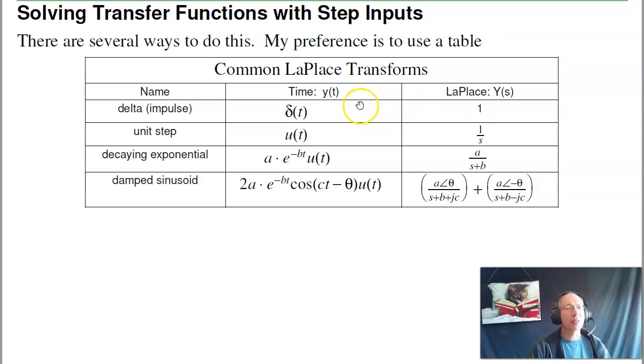From that, the integral of a delta is a step. s means derivative. The antiderivative is 1 over s. So the Laplace transform of a step is 1 over s.